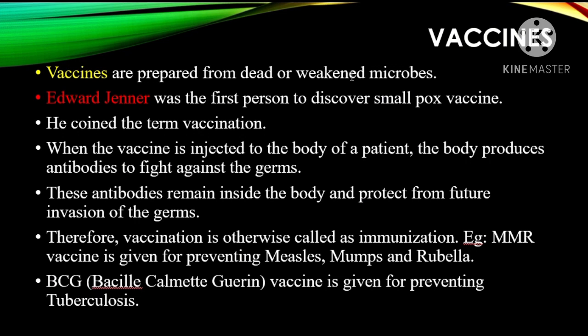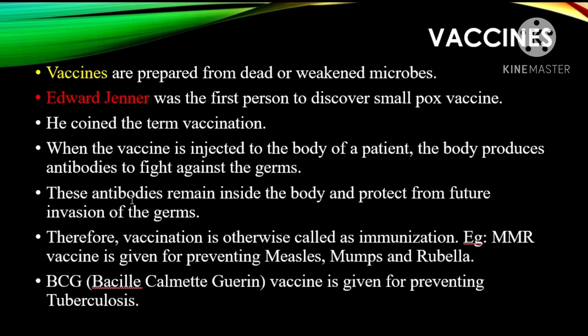Vaccines are designed to prevent a disease rather than to treat a disease once you have caught it. When the vaccine is injected into the body of a patient, it produces antibodies. What is an antibody? Antibodies are substances that inhibit the growth of or destroy microorganisms, or the medicine that treats the infection.